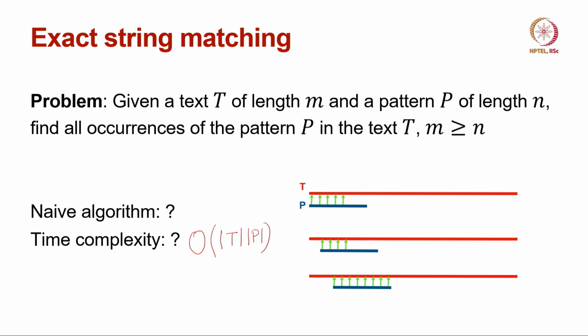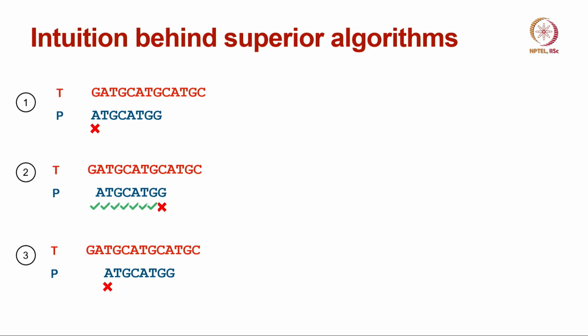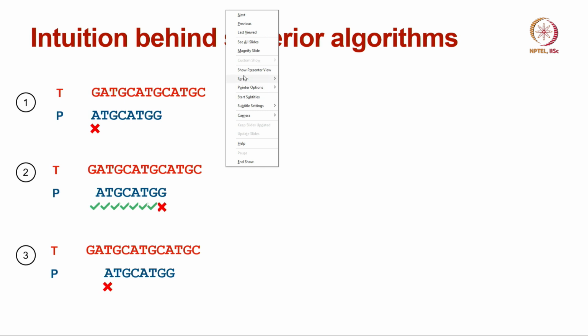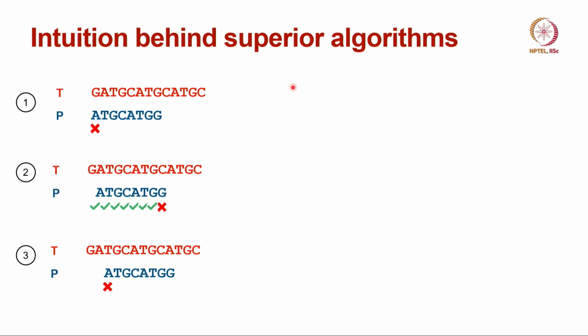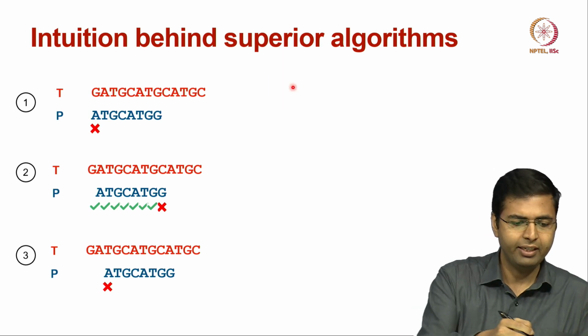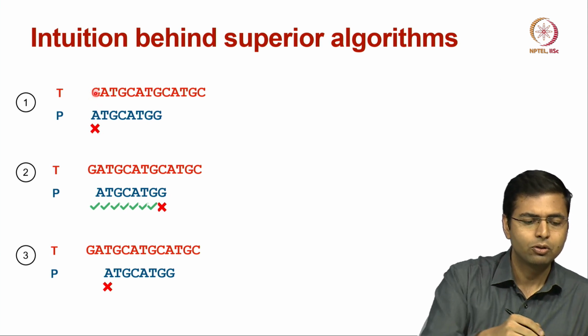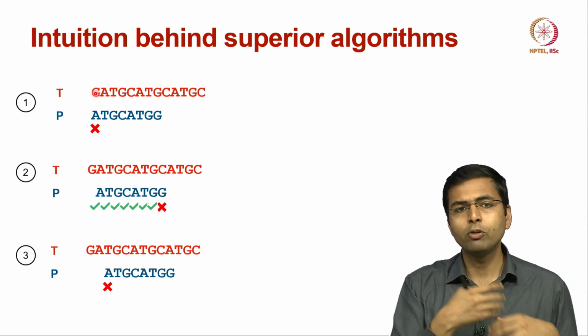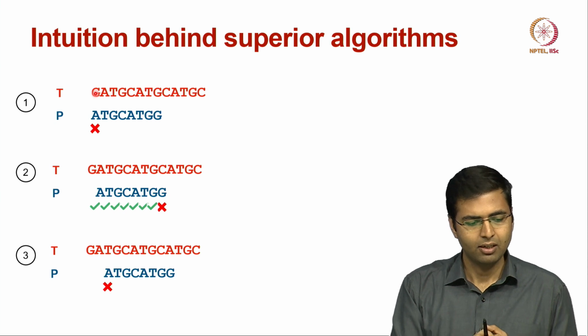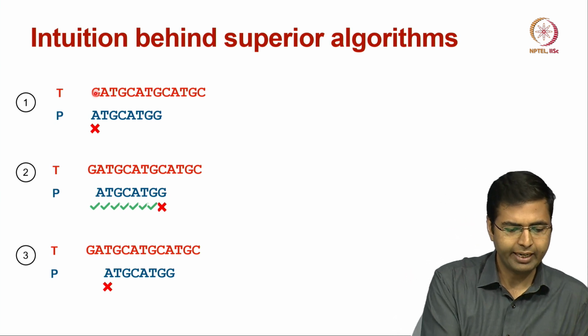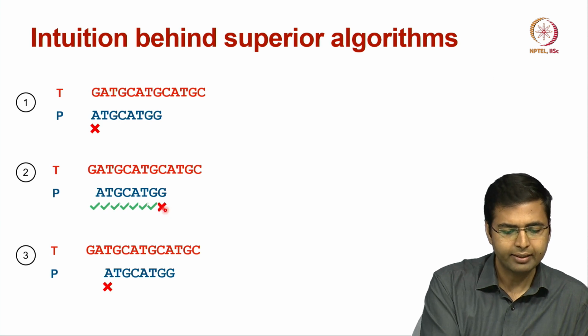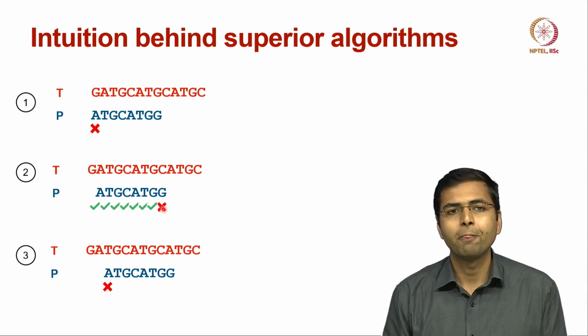What intuition can we use to derive a faster algorithm? Well, suppose in the first iteration we find that the character A is mismatching, so we do not need to proceed further and we will move to the second iteration. Suppose in the second iteration we are able to match 7 characters of the pattern, and here the 8th character is not matching.